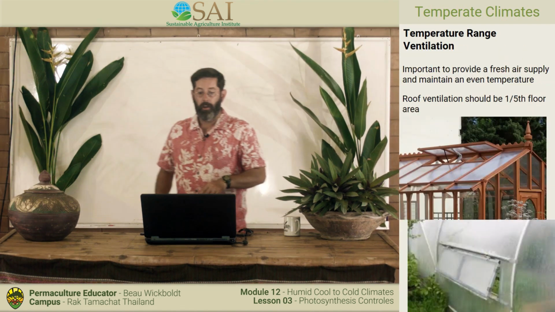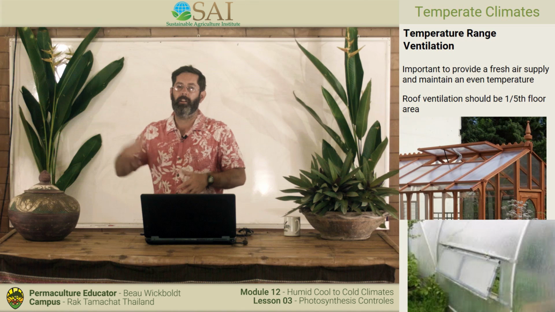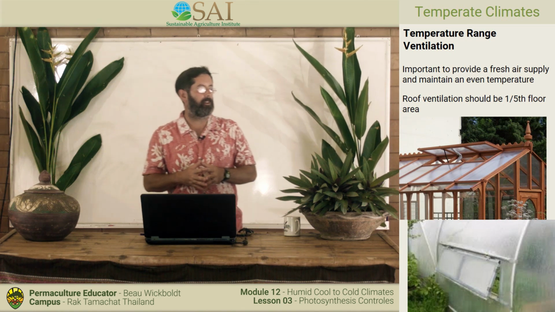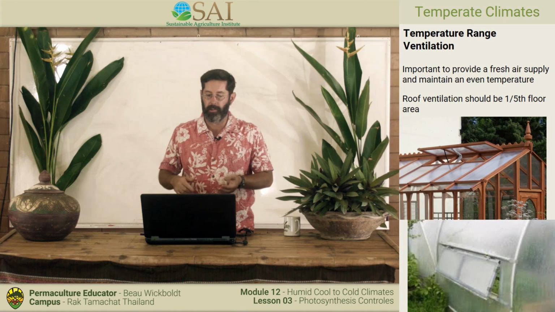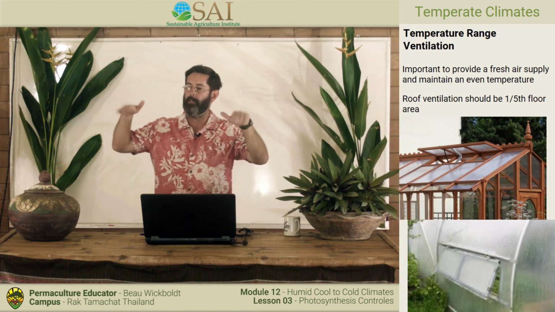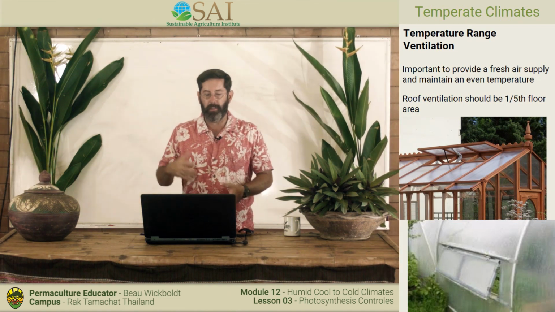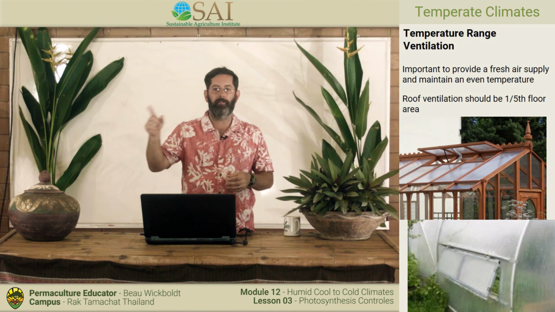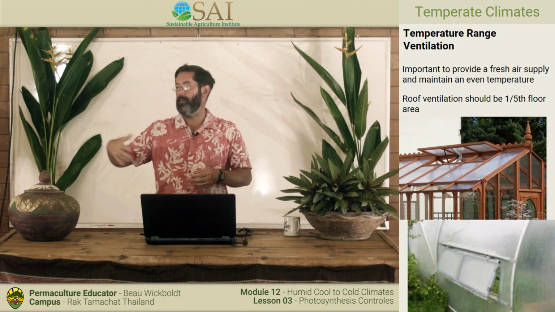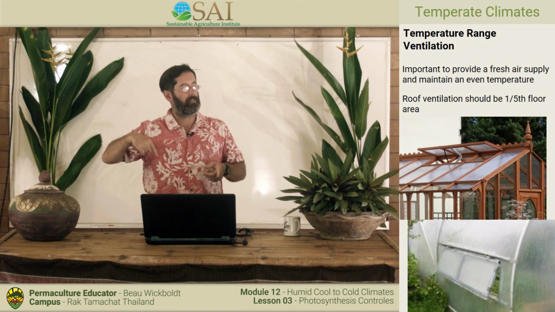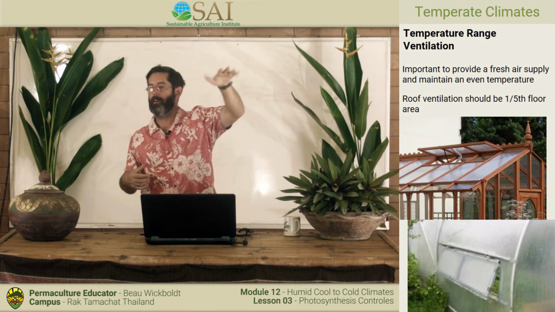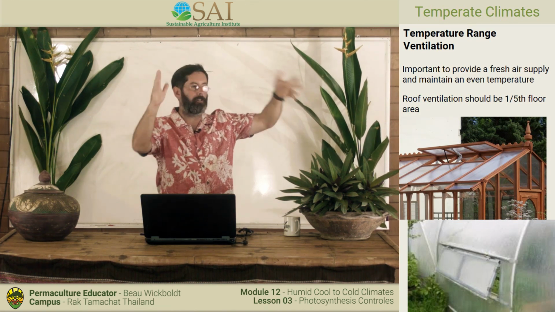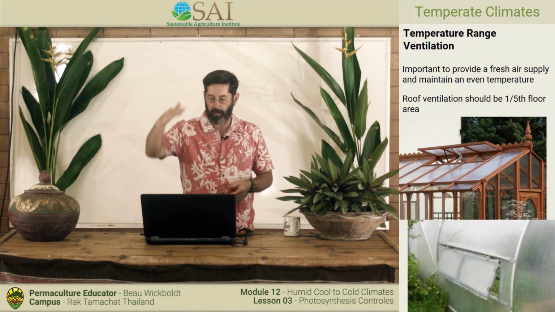So very simple. So other temperature ranges, ventilation, very important, especially if you have glass houses. You can open flaps. So it's important to provide fresh air supply and maintain even temperatures, okay? So roof ventilation should be typically described as 1/5 of your floor area. So whatever the size of my floor is, 1/5 or 20% of the roof should be able to open, and that's more of a commercialized range. So you can look at ways to do that.